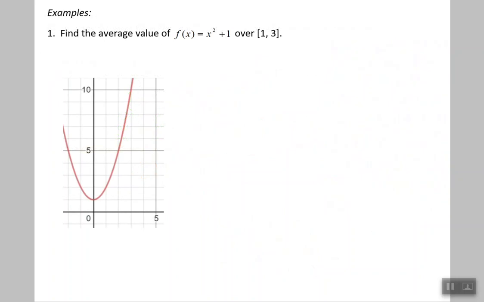Let's look at how we can apply that with some examples. Number one, find the average value of f of x equals x squared plus 1 over the interval 1 to 3. So anytime I see find the average value, I want to think to myself that would be 1 over b minus a times the integral from a to b of f of x dx.